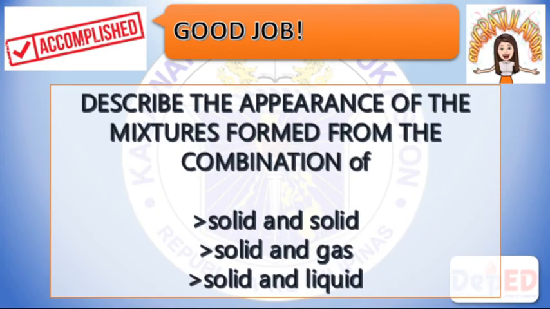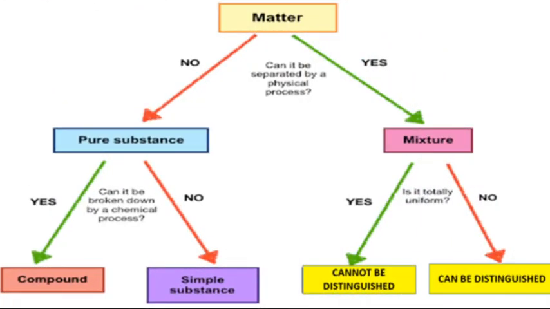So, congratulations, because you have just finished our lesson and you have described the appearance of the mixtures formed from the combination of solid and solid, solid and gas, solid and liquid. Just remember that matter can be classified as pure substance and mixture. Pure substance can be divided into elements and compound, while mixture is either cannot be distinguished or can be distinguished. Remember these two terms because you will encounter them in the next lesson.